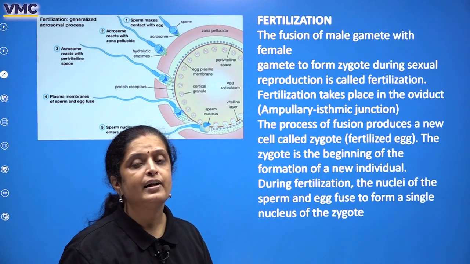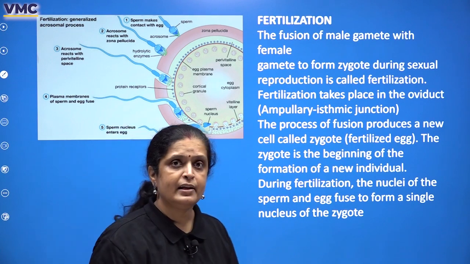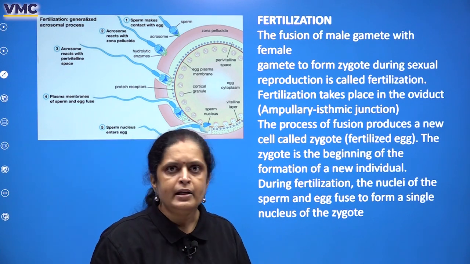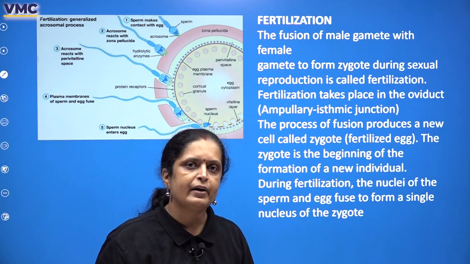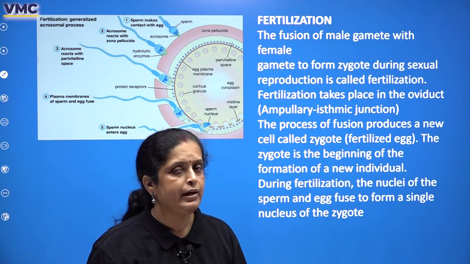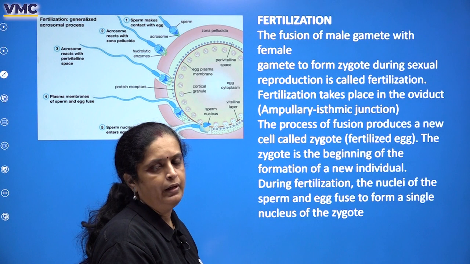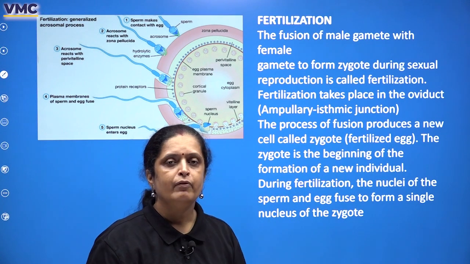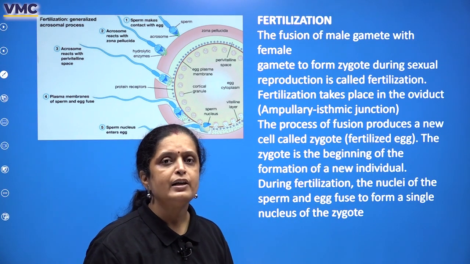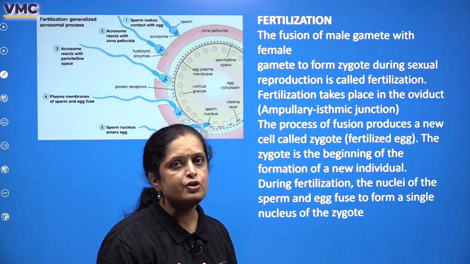Fertilization. How does fertilization take place? Firstly, there are many sperms. They are kind of racing against each other to reach the female ovum, right? Now the ovum will only fuse with the first sperm that reaches it.